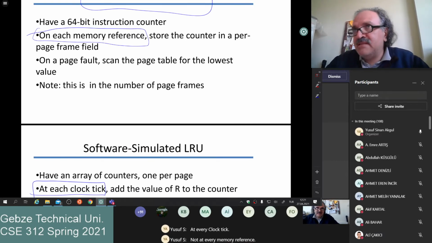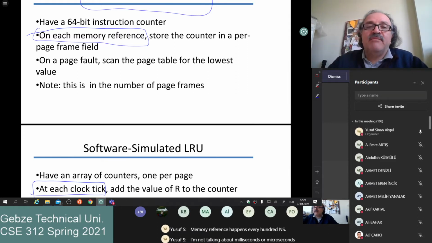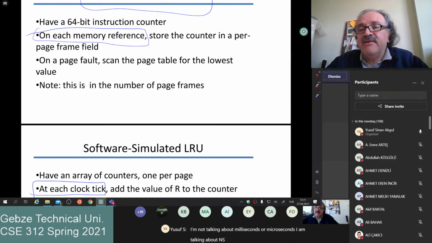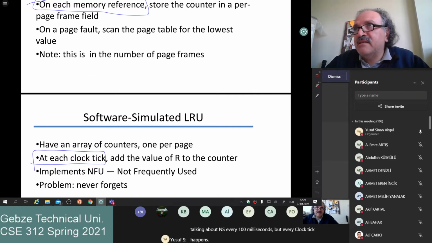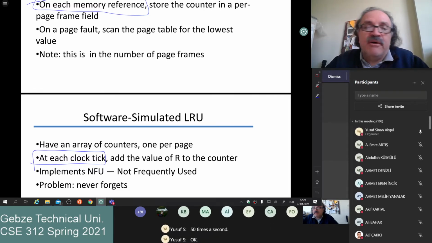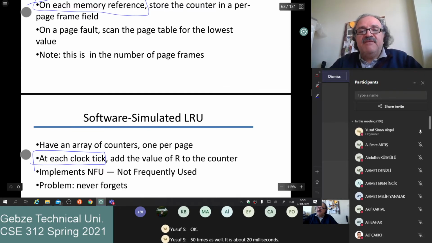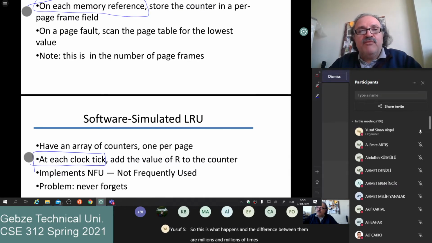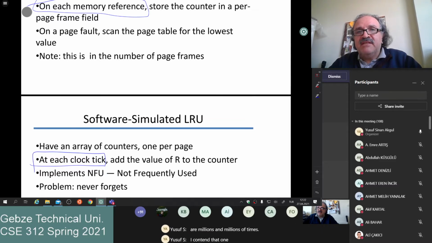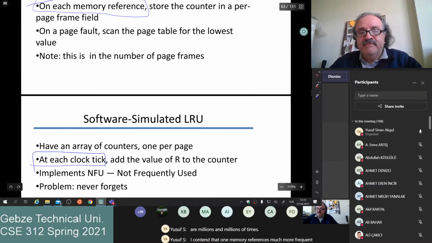Memory reference happens every 100 nanoseconds. I am not talking about milliseconds or microseconds. I am talking about nanoseconds. But a clock tick happens 50 times a second, so it is about 20 milliseconds. The difference between them is millions of times. Memory reference is much more frequent than this one.